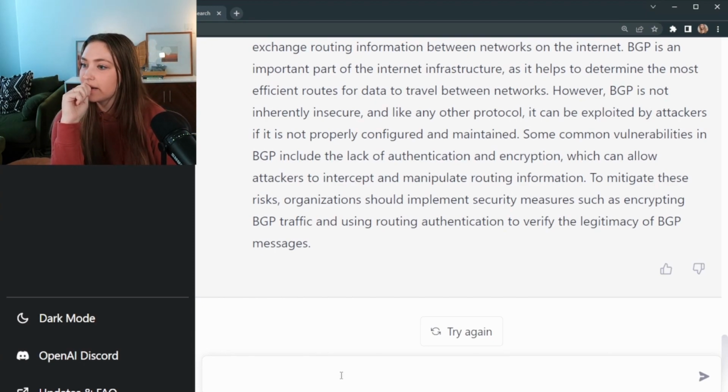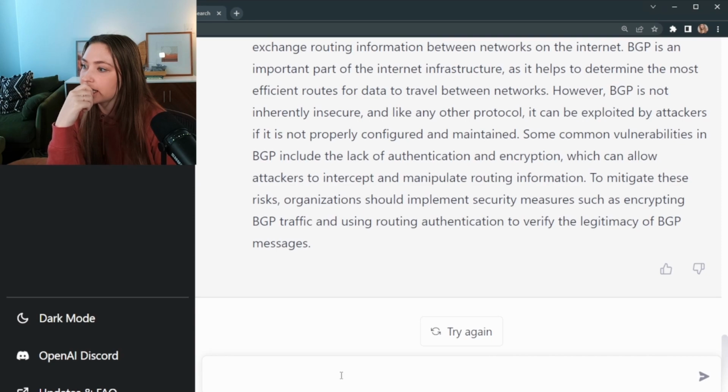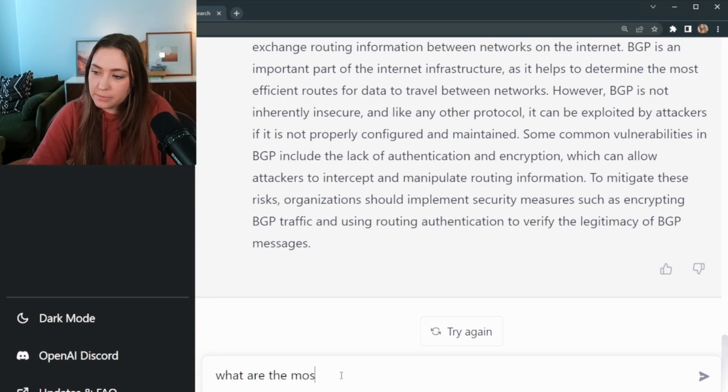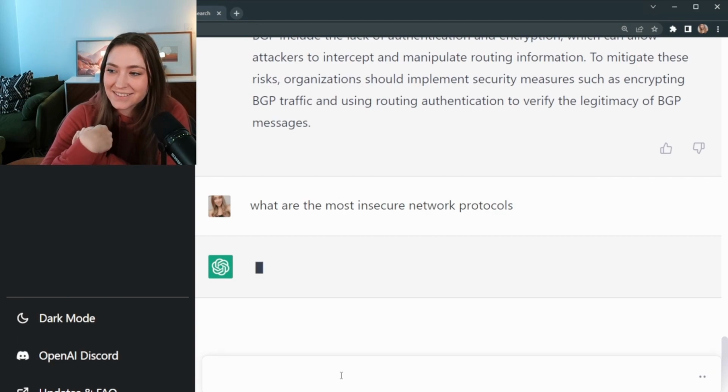I like this. They specifically are talking about attackers can intercept and manipulate routing information, which is good. Some basic things about, you know, routing authentication and things like that. Let's find out, what are the most insecure network protocols? Let's see what it is.